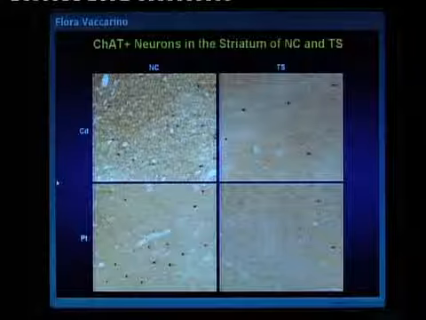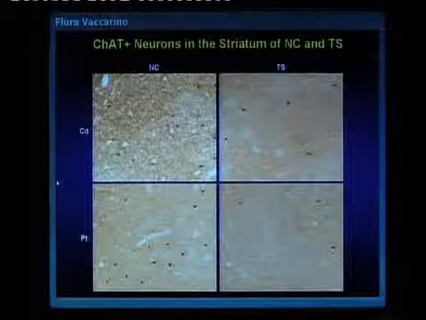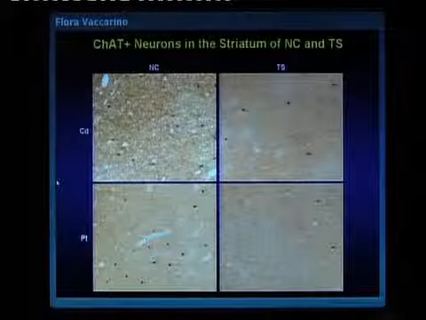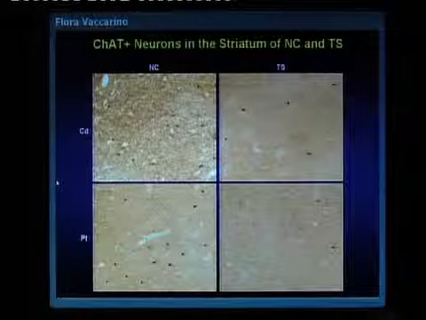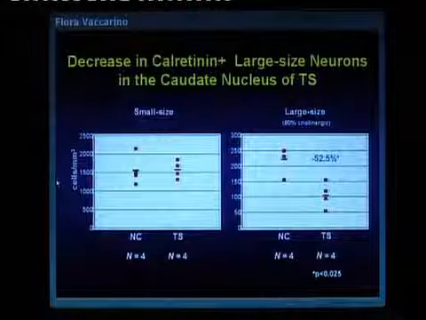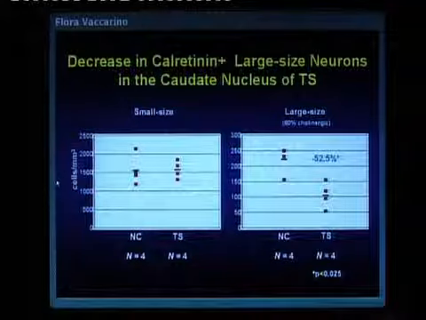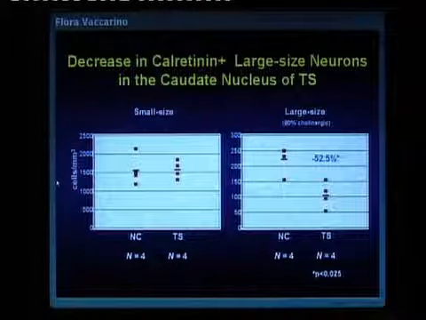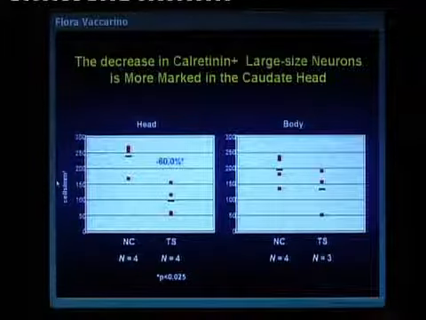And then, of course, we looked directly at cholinergic neurons using choline acetyltransferase, which is the enzyme that synthesizes acetylcholine. And here you can only see, of course, the big cells. And we saw a decrease in Tourette syndrome in both cases. So in the first case, when we looked at calretinin large-sized neurons, the small size are not affected, but the large size, the cholinergic cells, are decreased 52%. And this is in the caudate overall, and more so in the head than in the body.